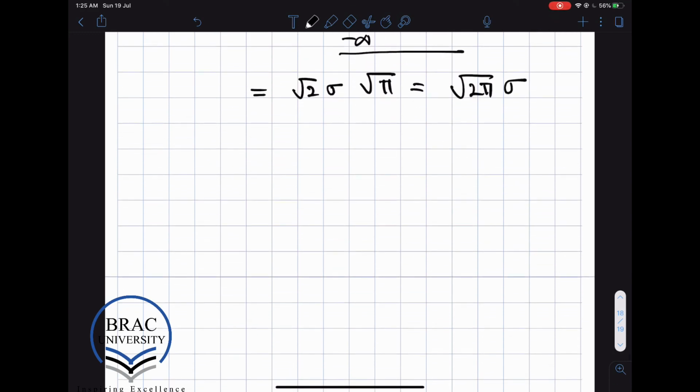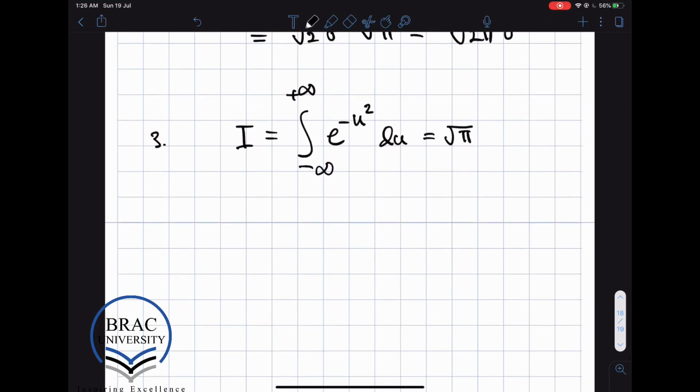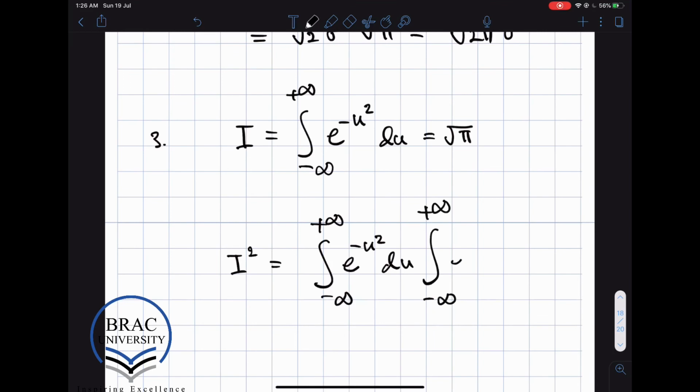So lastly, we're going to do the Gaussian integral. Most of you know how to do this integral, but some of you may not have seen this, and this is something you need to know. So the Gaussian integral is this guy, and we want to evaluate this. I want to show that this is equal to square root of pi. To do this, let's square the integral. u is a dummy variable because I'm integrating over it, so I can replace it by some other variable, say v.